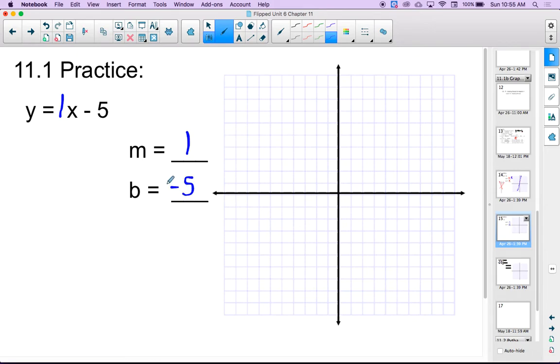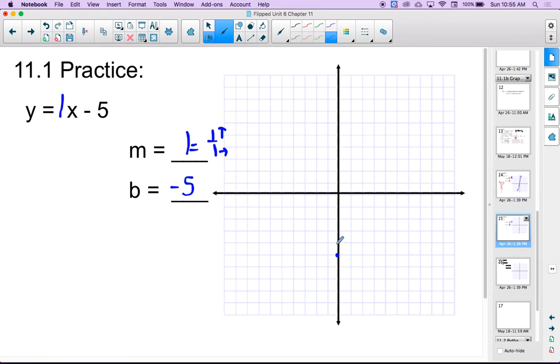So we start with the b number. Negative means we're going to start at the origin and go down 5. 1, 2, 3, 4, 5. Slope of 1, remember we want to write this as a fraction, so we put it over 1. 1 is our rise number, it's positive, so we're going to go up. Denominator is our run number, so we're going to rise 1, run 1, rise 1, run 1.